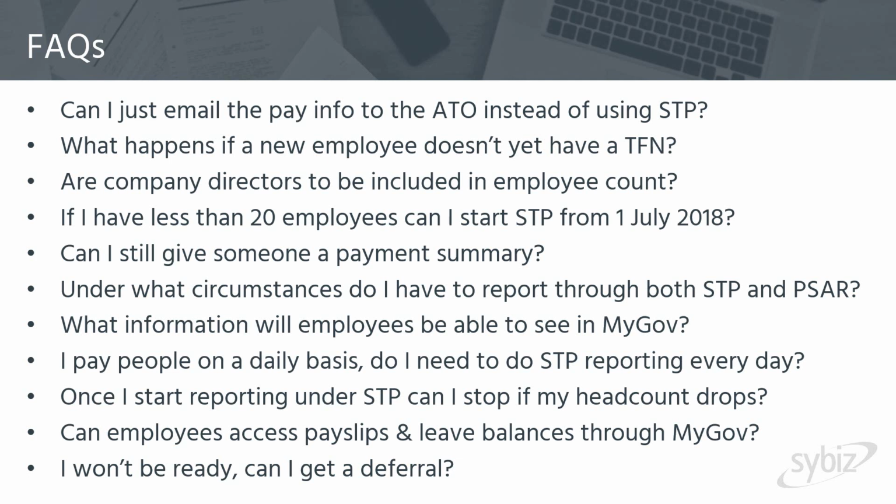Company directors, again, that could be confusing, but if they are employed in the business on a day-to-day basis, then yes, they should be included in that employee count. If you have less than 20 employees, can you start from the 1st of July 2018 and not wait for that legislation to pass and sit it out for 12 months? Yes, you certainly can, and we would encourage you to do so. Or even if you don't want to do it from the get-go, you can start at any stage during that 2018-19 financial year and be a pro before it becomes compulsory for you.